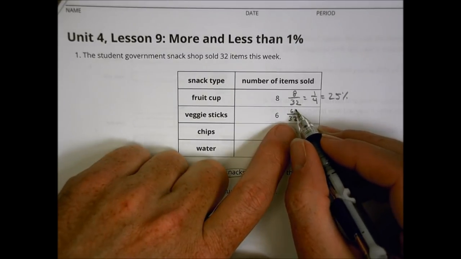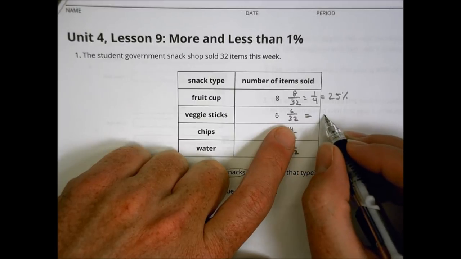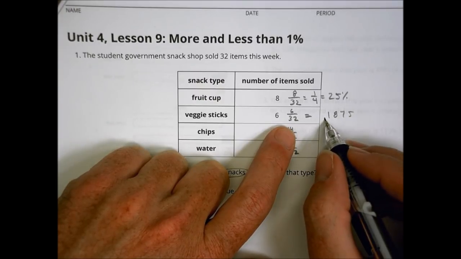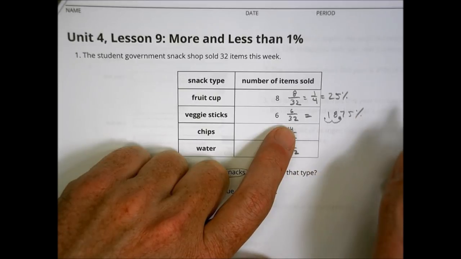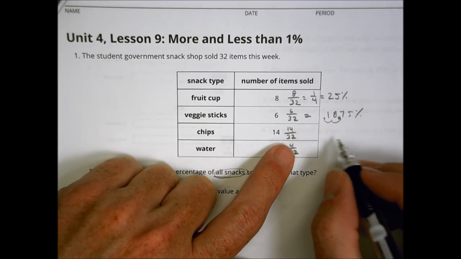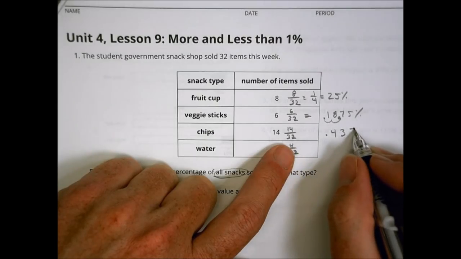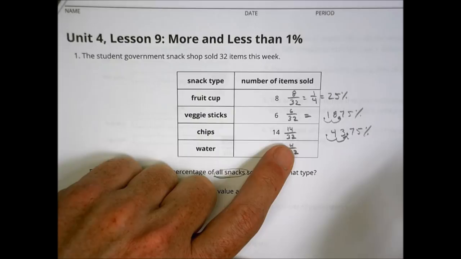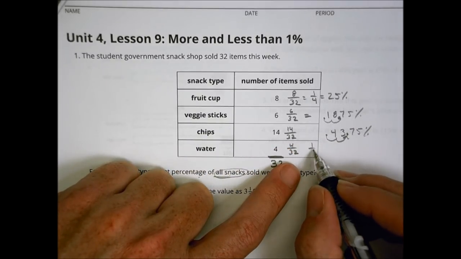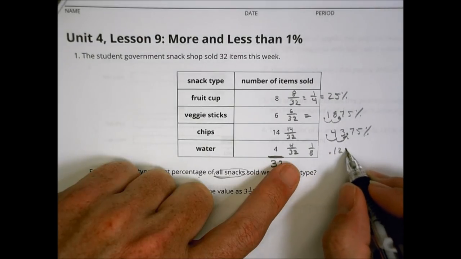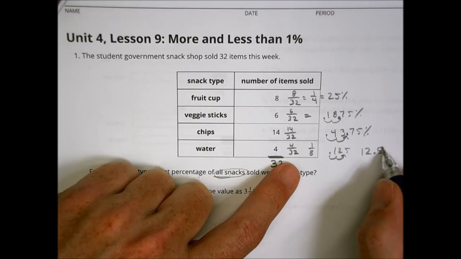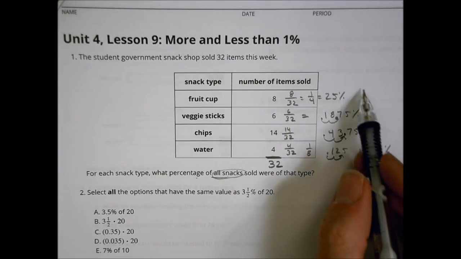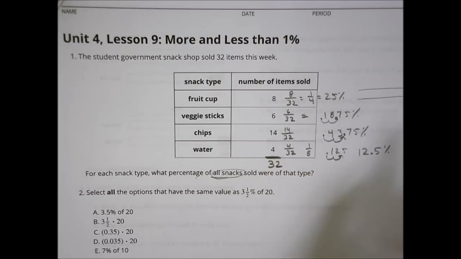So 6 divided by 32, I use the calculator, and in this case it gave me 0.1875, and it gave me a decimal there. To make it a percent, we moved over here to make it 18.75%. 14 divided by 32 gave me an answer of 0.4375. To turn that into a percent, I moved it over two spaces. So I had 43.75%. And 4 divided by 32 reduced down to 1/8, which became 0.125. Move the decimal over, and we have 12.5% as my solution there. Okay, so the easiest way is just to do the division there. If you wanted to do the double number line, you could. I just found it easier to do the division and see what I had.